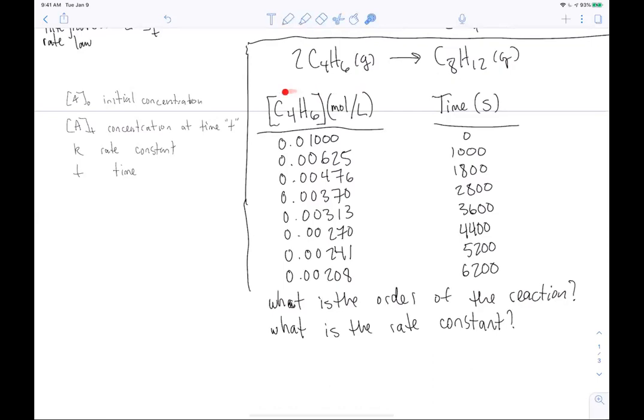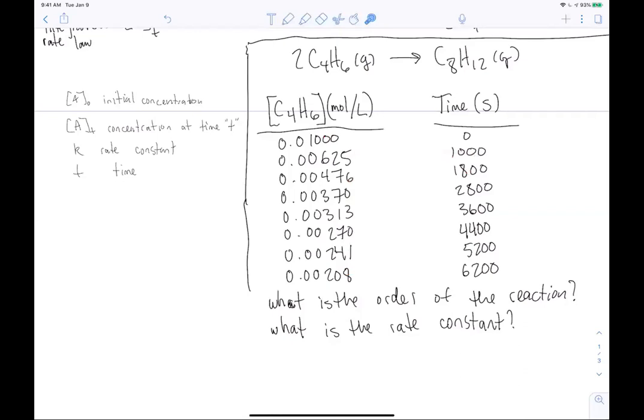Here, we're looking at how the concentration changes as a function of time. As an experimentalist, I start this reaction. So this gets back to your question. I put in some amount of butadiene. I start out with 0.01 molar butadiene, and then I let the reaction go. Maybe you apply heat or something to get it going. Then I'm just monitoring how much butadiene I have in the reaction. After 1,000 seconds, I have this much, so it's going down. After 1,800 seconds, it's going down more. 2,800 seconds, it's going down more, et cetera. So the amount of butadiene that I have is decreasing with respect to time.